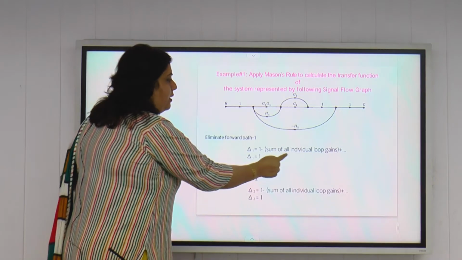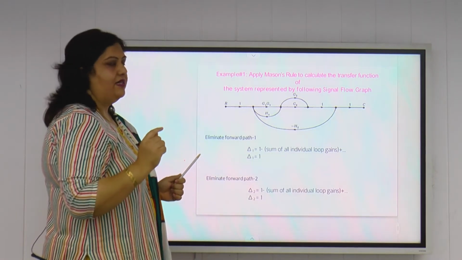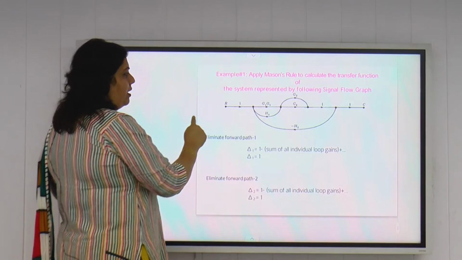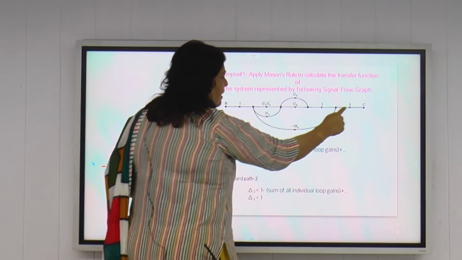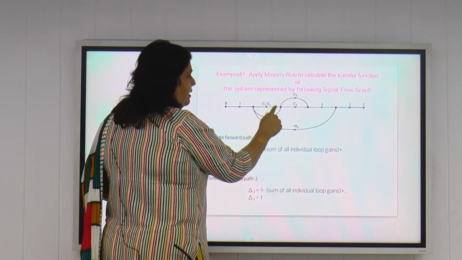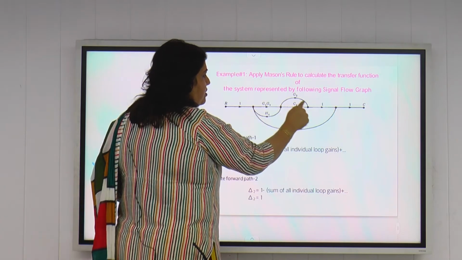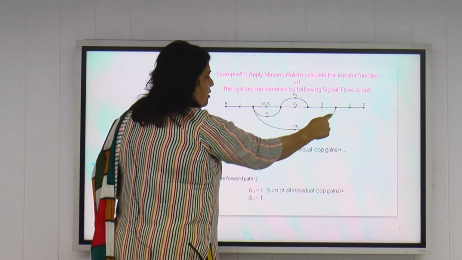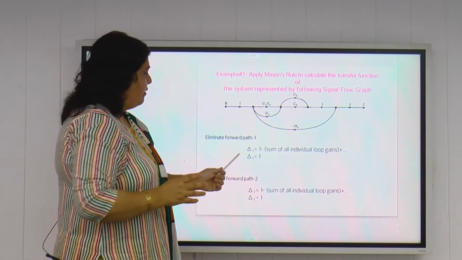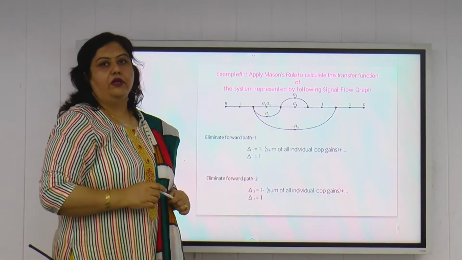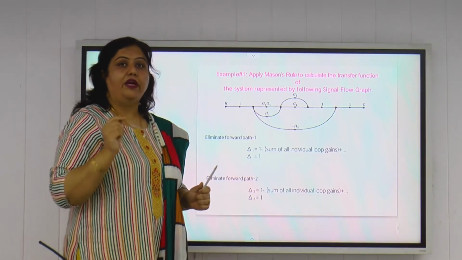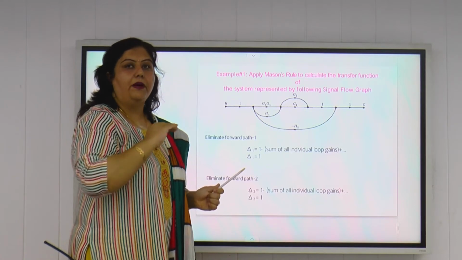If we talk about the loop gains here, we will consider only those loops that are not touching the forward path P1. The forward path P1 was this. But there is no loop that is non-touching to this forward path P1, because this loop also touches P1 and this loop also touches P1. They have some node or branch common with each other. So 1 minus 0 will be equal to 1. So delta 1 is always equal to 1 here because we don't have any loop that is non-touching to the path P1.